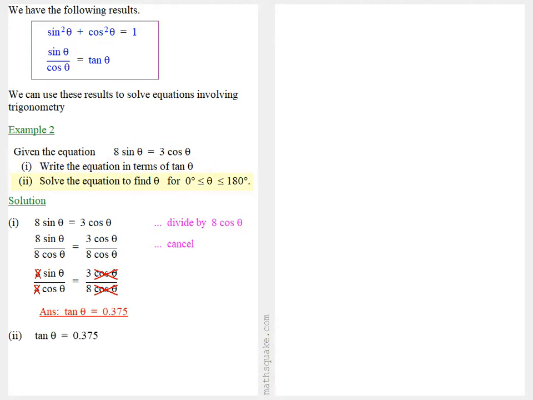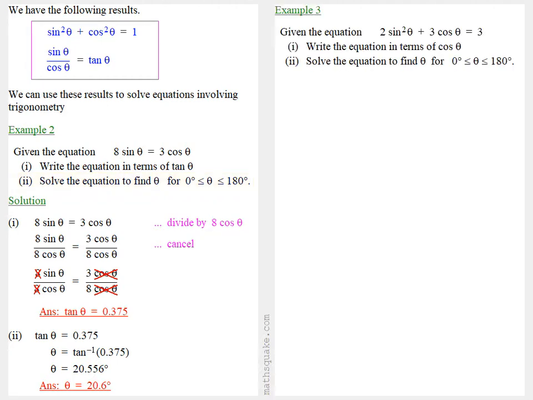Now in part 2 we have tan theta equals 0.375, which means theta is the inverse tangent of 0.375, and we can work that out on a calculator. It comes to 20.556 degrees. So if we round that off to one decimal place, we've got theta is 20.6 degrees, and that's the only value between 0 and 180.